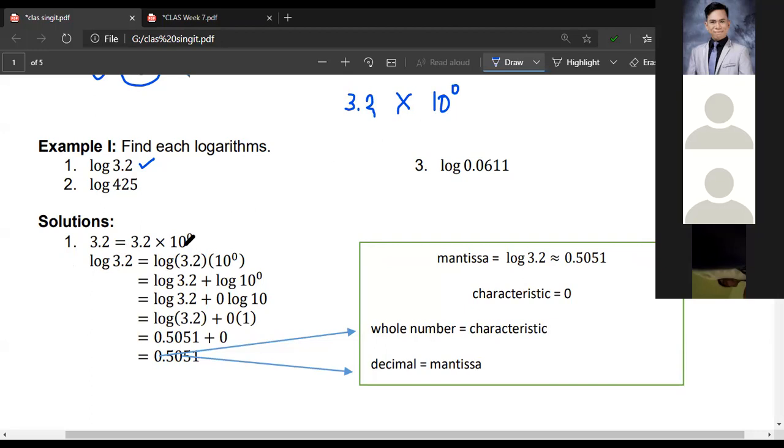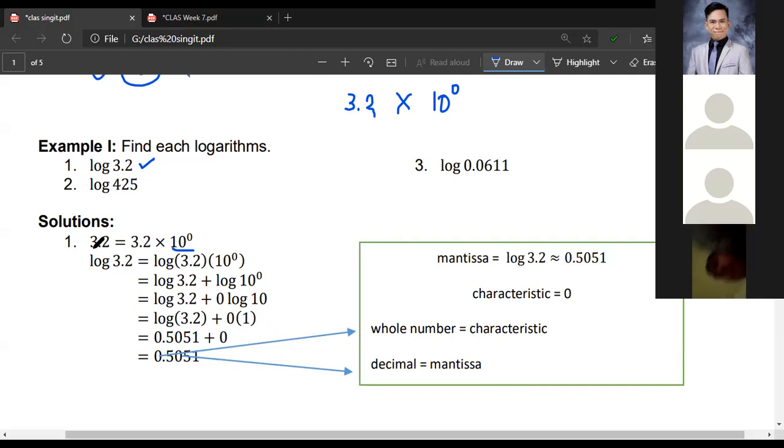Sige class, bakit 10 raised to 0 dito? Anyone from the class who would like to tell me why is it 10 raised to 0? Sige nga, bakit 10 raised to 0? Ano ba ang value ng 10 raised to 0? 1 po. Okay, very good. 1. Nilagay lang natin na 10 raised to 0 para mapakita natin na saan napunta yung 10.